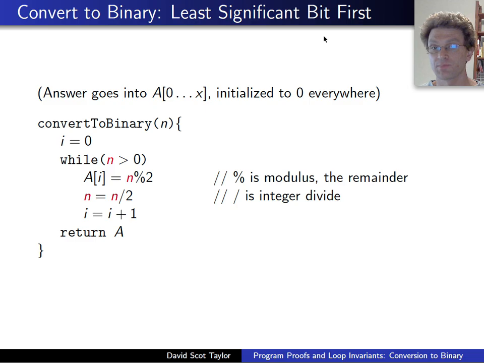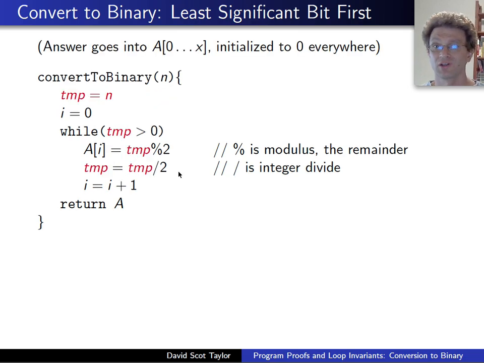One thing I will change about the program is the way I had written it initially. I had this n variable, and the n variable kept on changing. What I'm going to do is substitute in a dummy variable temp so that I can leave the n variable unchanged. And then we can talk about what it means to put the original value of n into the array A in binary format.